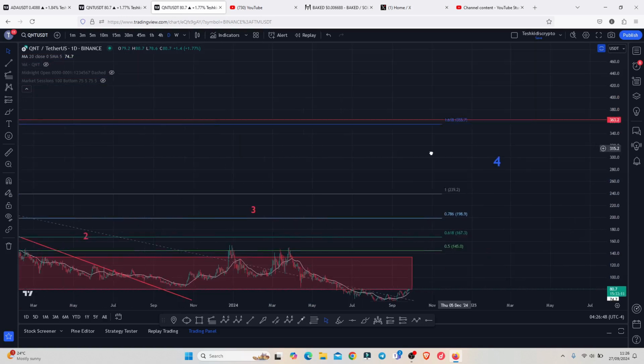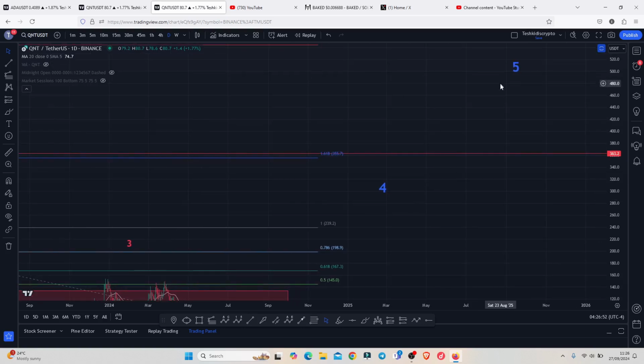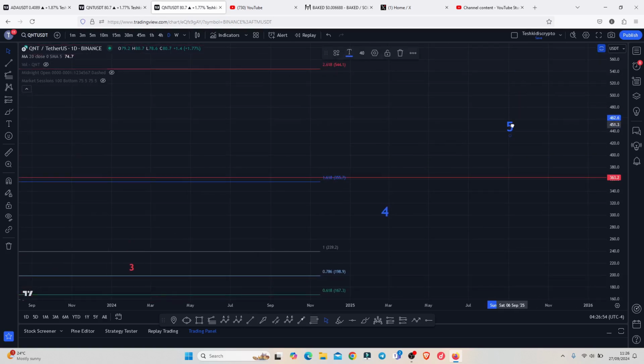$355.7. Then we can expect a bit of a short-term pullback in an Elliott wave count 4, then finally expect another leg to the upside in an Elliott wave count 5, taking us to new all-time highs and possibly giving us more than a 10x to the upside based on the current prices that we have at the moment. So that is the price action that I'm expecting to play out here on the QNT chart on the short term and also on the long term. So let's be patient and see how that plays out, and I will be keeping you up to date.